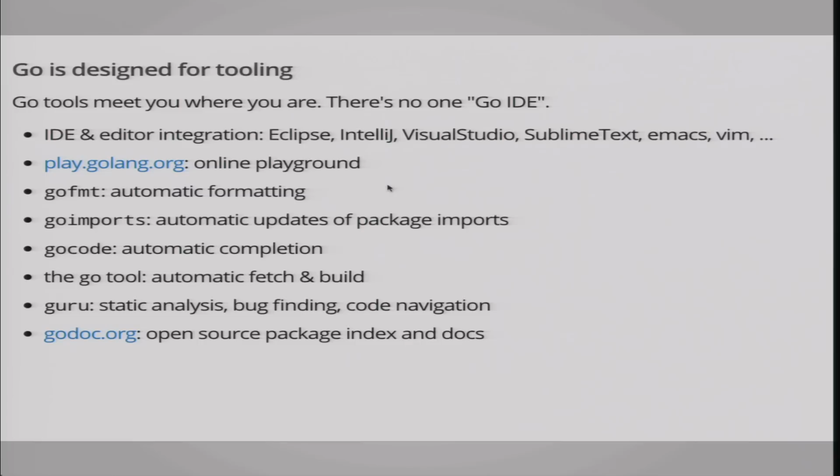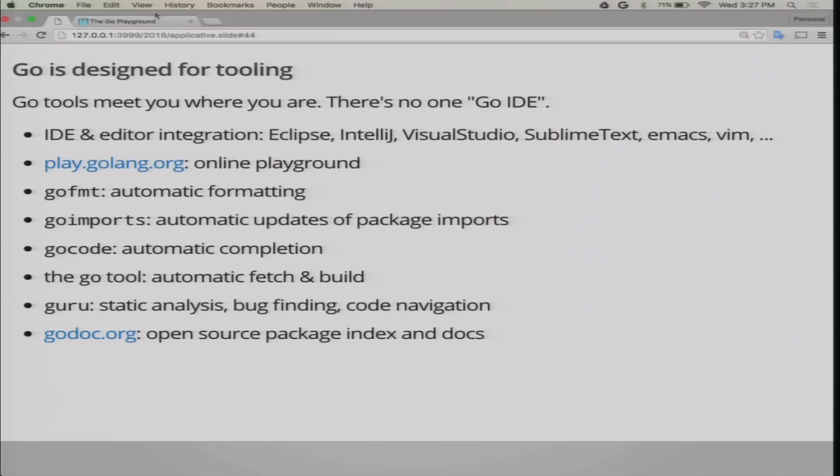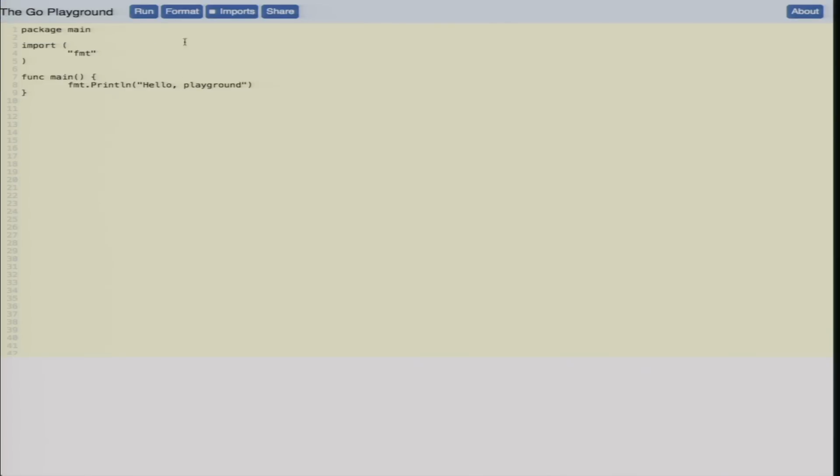Editors and IDEs, there's existing integration for all the big ones. Eclipse, IntelliJ, Visual Studio, Sublime, Emacs, Vim, they're all in wide use. Let me show you the Go playground real fast, play.golang.org. This is an online playground for Go. It'll compile and execute your code. And this turns out to be really useful for reporting bugs, for exchanging ideas, getting to know the language.